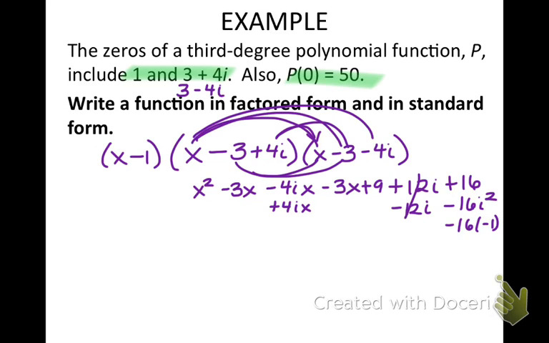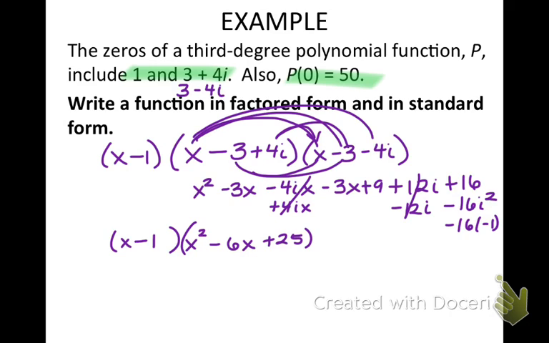Ugly stuff goes away. Do I have any other x squareds? Nope, so I have an x squared. How many x terms do you have? Well, negative 3 and negative 3 would make negative 6x. 9 and 16 makes 25. Whew, that was a lot of work just for that. Almost there. Multiply that by x minus 1.